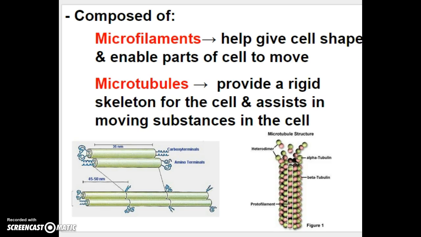The cytoskeleton is composed of two special types of proteins. The microfilaments help give the cell its shape and help the cell to move around. The microfilaments are kind of rod-shaped. They're a little more flexible. The microtubules, these are also part of the cytoskeleton. It helps push things around inside the cell. And these are a little more rigid, so they provide structure to the outside of the cell.